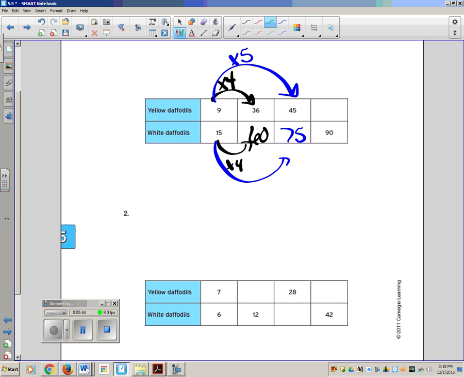Let's go with green this time. 15 goes to 90. I multiplied by 6. 9 times 6 is 54.